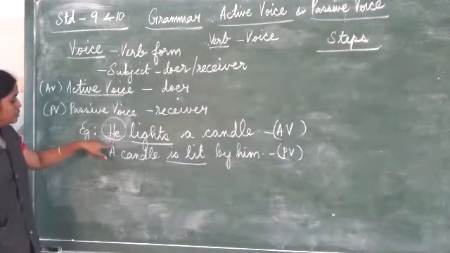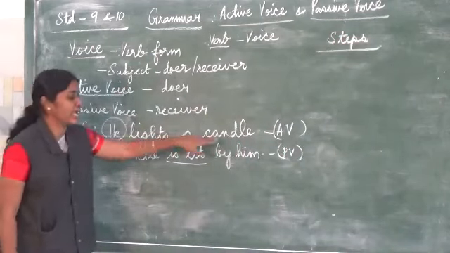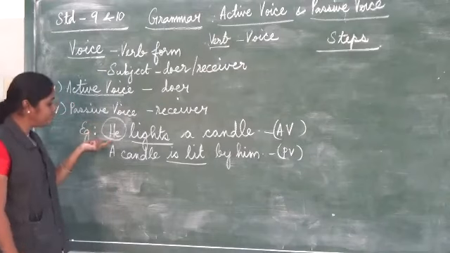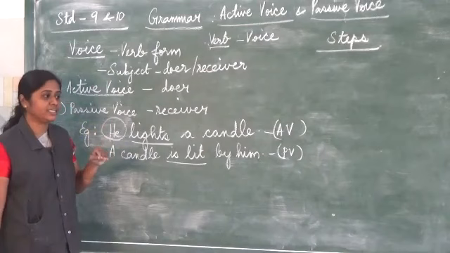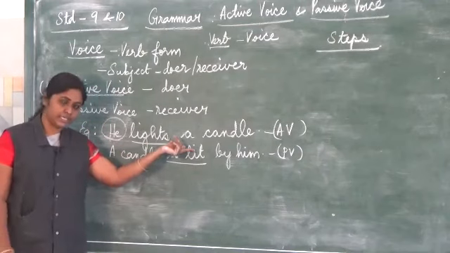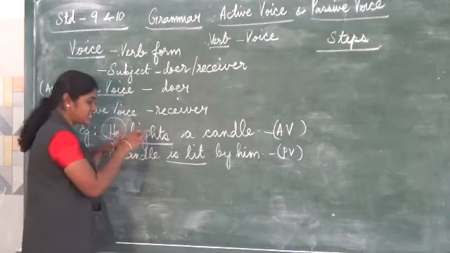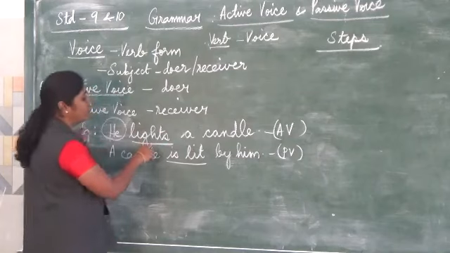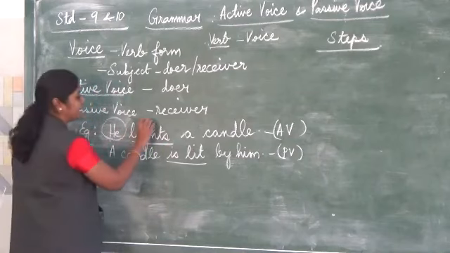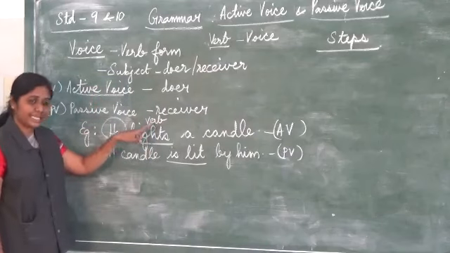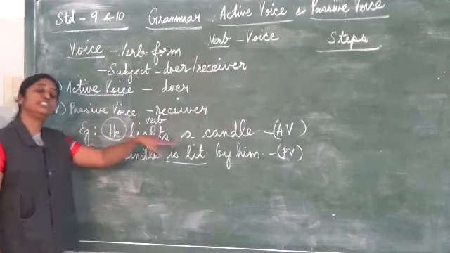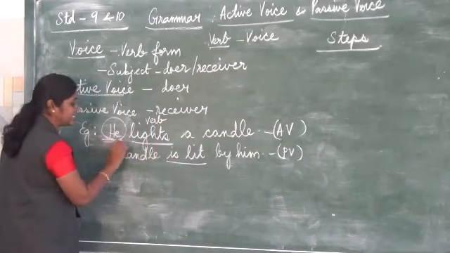So, now he lights a candle. In this sentence, what is the action that is done? The action that is done is lighting a candle. Clear? So, the action is lighting. Any action word we call as verb. So, we can name this word light as verb. Who is lighting a candle? He is lighting a candle.